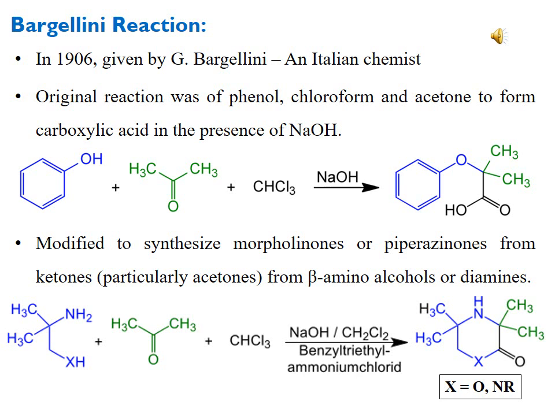And second, if this X is nitrogen, then we say it is a diamine, 1,2-diamine or vicinal diamine, which reacts with a ketone and chloroform in the presence of base like sodium hydroxide, and dichloromethane is a solvent. Benzyl triethylammonium chloride acts as catalyst, and we get the product. And this product is, if X is oxygen, then it is known as morpholinones, and if X is nitrogen, then it is known as pyrazinones.